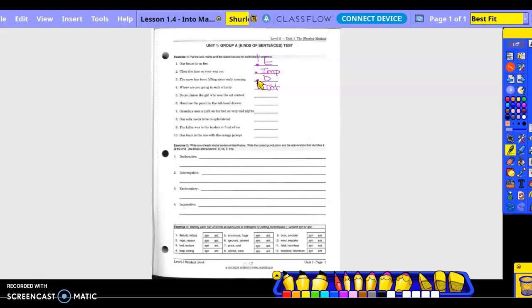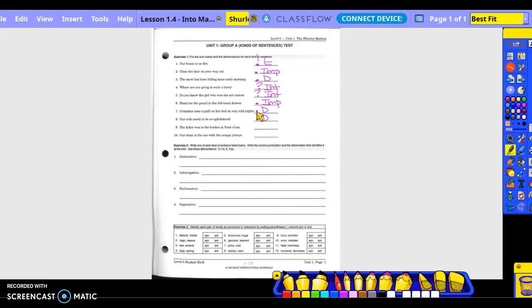Do you know the girl who won the art contest? Question mark. Hand me the pencil in the left-hand drawer. Imperative, because it's a command. Grandma uses a quilt on her bed on very cold nights. Declarative, because it's just a statement. Our sofa needs to be reupholstered. Declarative, it's a statement.